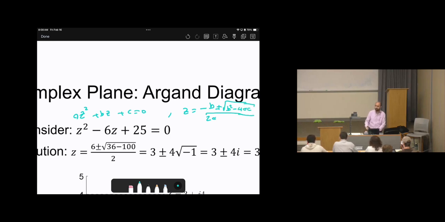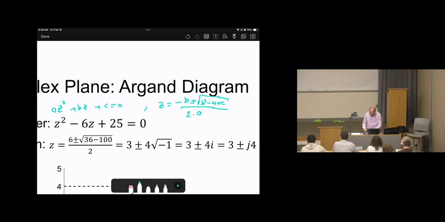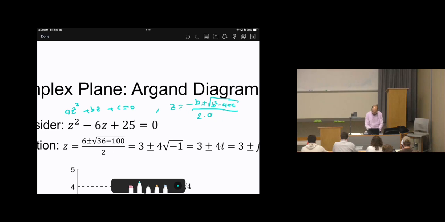Now you know this from math, which is the roots of the quadratic equation. Again, here it is 2 times a. Okay. Then we can substitute them. We have b as negative 6, c is 25, a is 1. So it will be negative 6 plus minus square root of negative 6 squared minus 4 times a, which is 1, times c, which is 25, divided by 2 times a, 2 times 1.